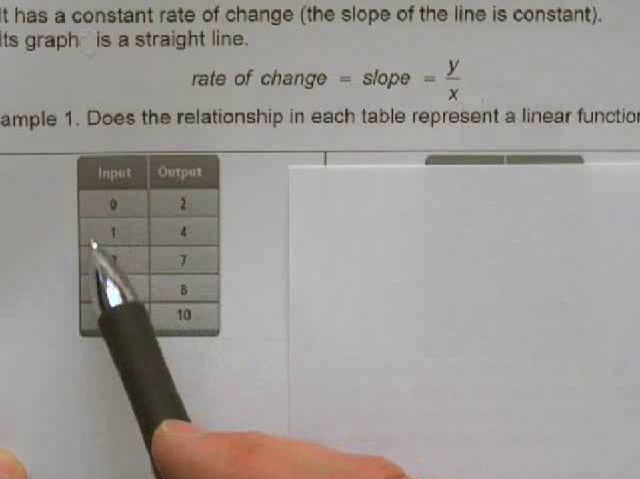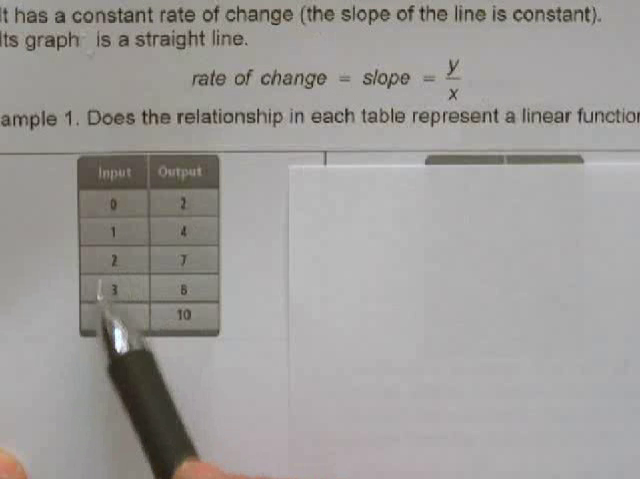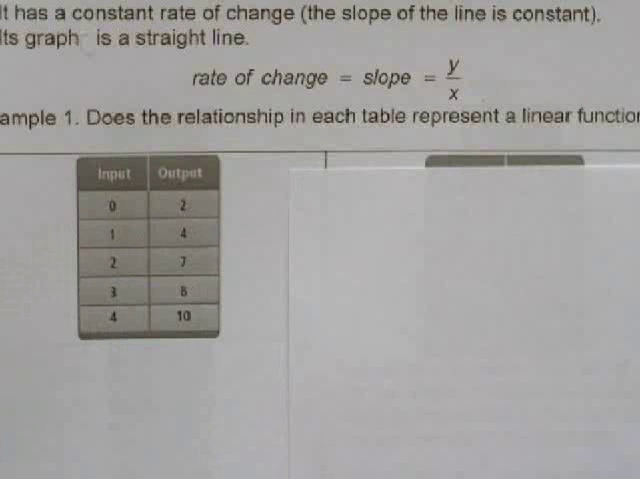Here, on the other hand, I've got 0 to 1 is 1, 1 to 2 is 1, 2 to 3 is 1, and 3 to 4 is 1. So take a moment, and do you think that this represents a function? Is the rate of change constant? Okay, let's see if you were right or wrong.